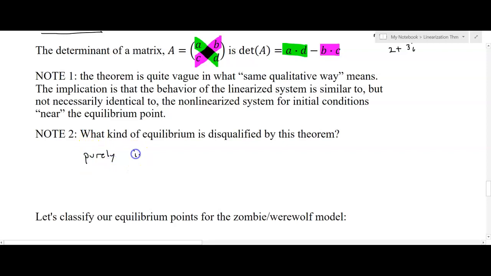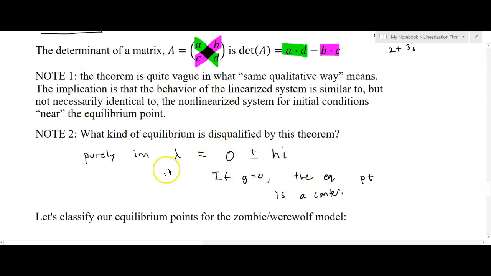eigenvalue, that means that you're going to have 0 plus or minus hi. And if h is 0, then you get a center. If h equals 0, the equilibrium point is a center. Now, just because you get a 0 real part doesn't mean it can't be a center. It just means that if you get a 0 real part, the theorem cannot promise you anything.